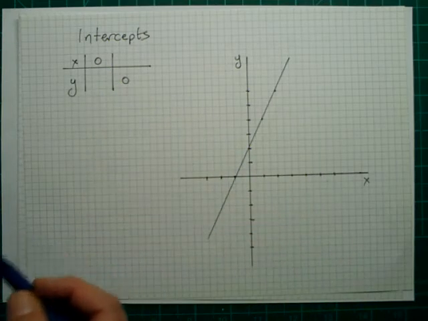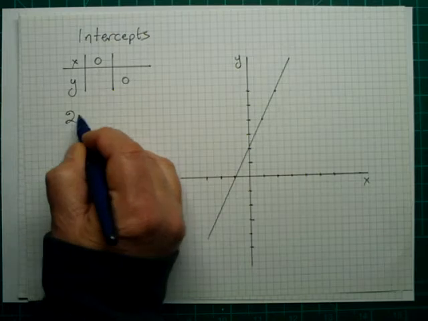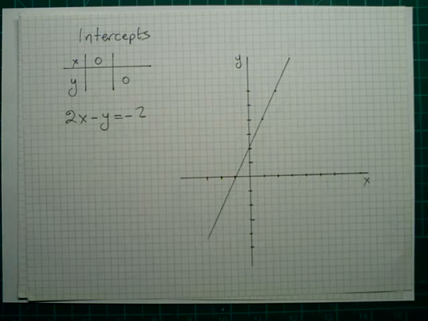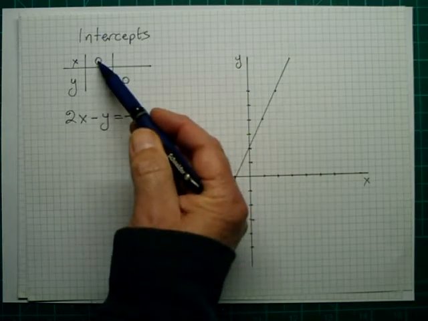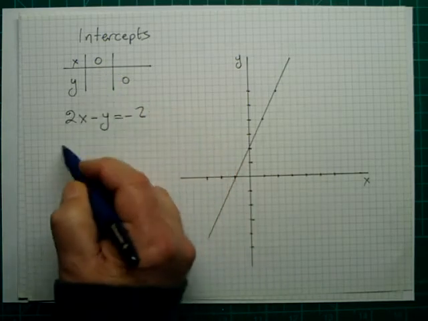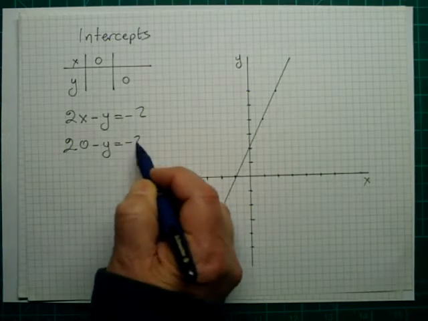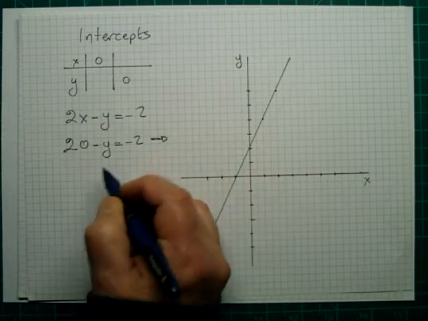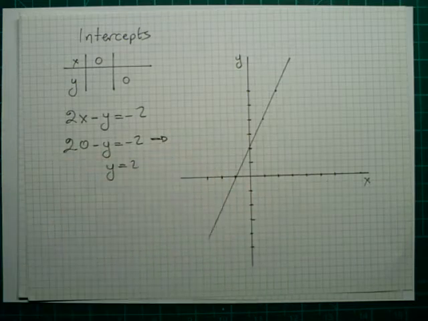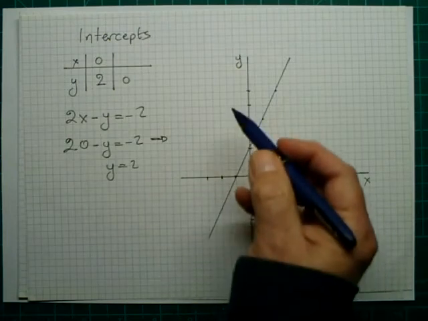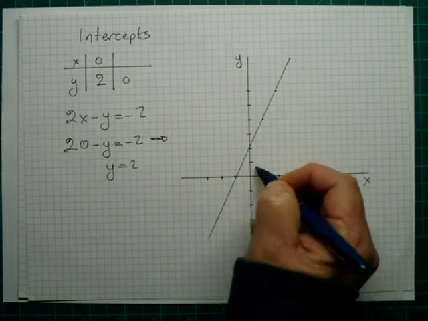So the equation of our line is 2 times x minus y equals minus 2. Let's substitute x with 0 here. 2 times 0 minus y equals minus 2, and that gives y equals 2. This is the y-intercept, 0, 2.